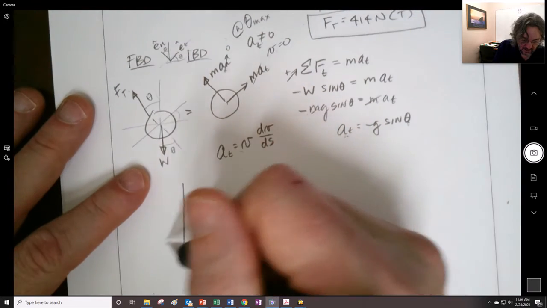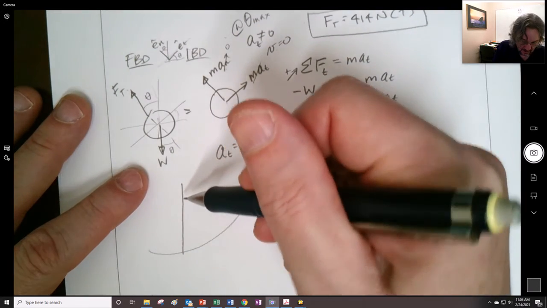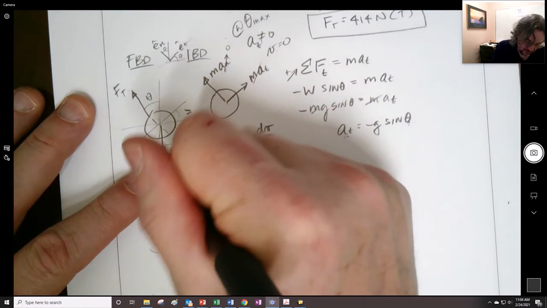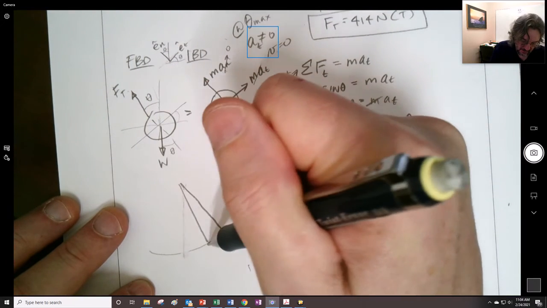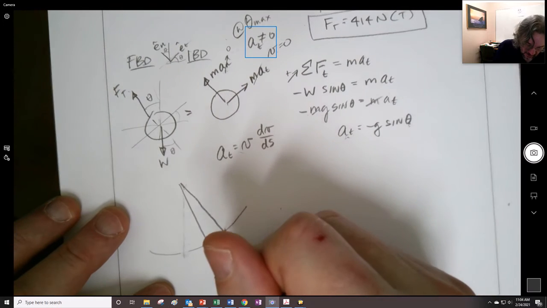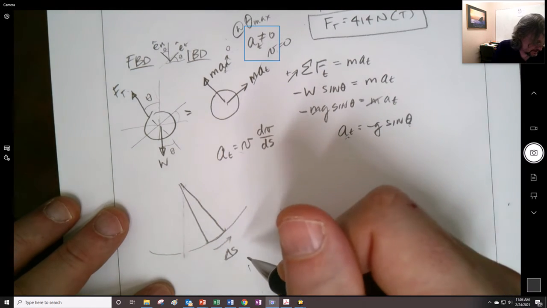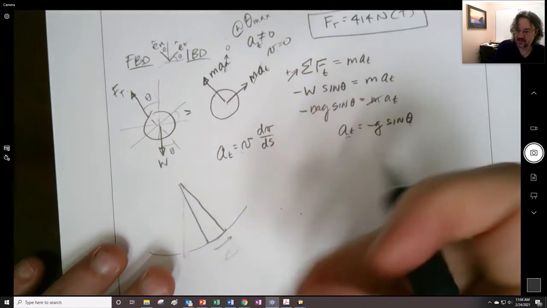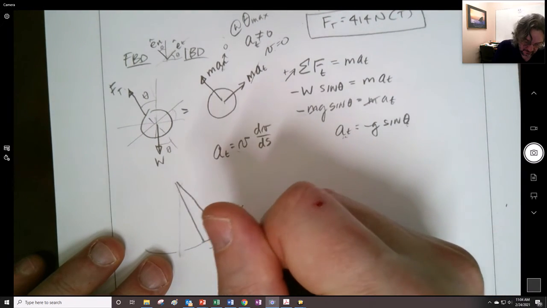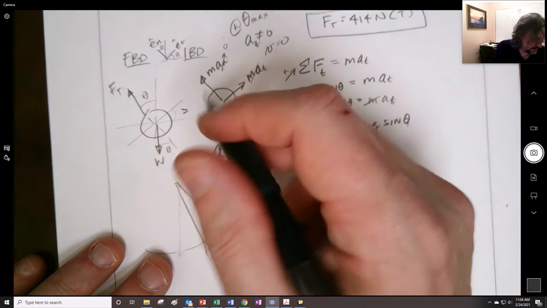I'll draw over to the side right over here an arbitrary little segment. So that segment is going to be ds. I wrote delta s, but I meant to say ds. All right, so that's going to be the length of that segment.